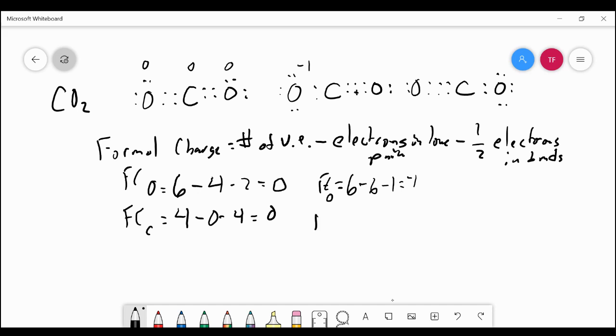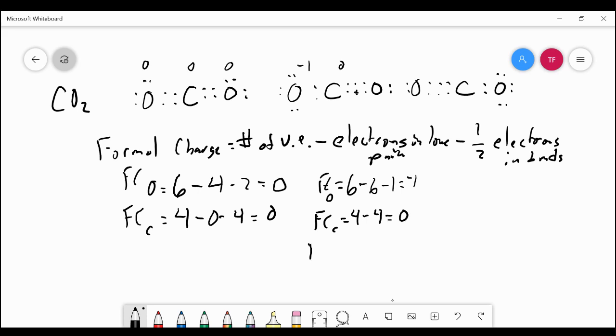Let's do the carbon atom. This is the formal charge of the carbon atom. There are 1, 2, 3, 4, 5, 6, 7, 8 electrons in bonds. So carbon has normally 4 valence electrons. Half of 8 is 4. And there are no lone pairs. So the formal charge on this carbon atom is 0.